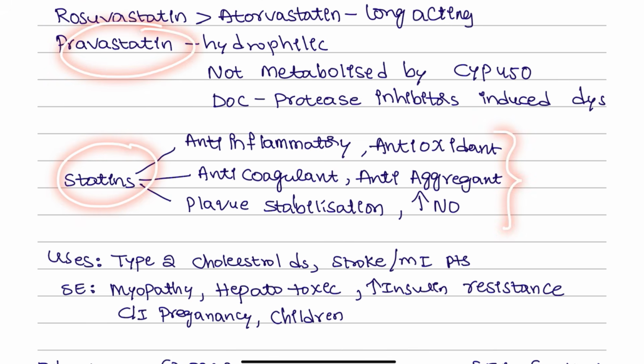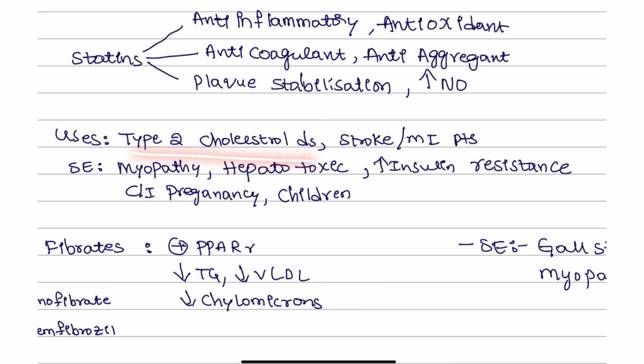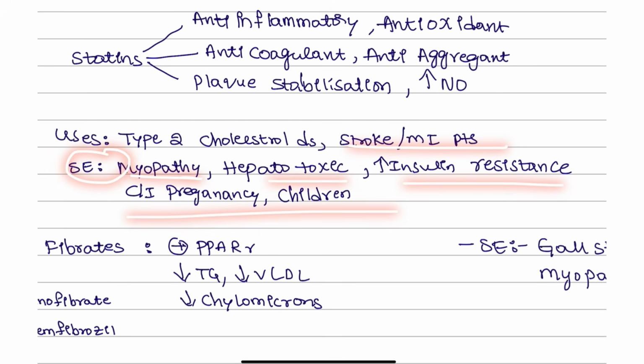So that's why we commonly start with the statin in the patients as early as possible in the cardiovascular or the cerebrovascular diseases. Uses: type 2 diabetes mellitus, type 2 cholesterol disease, stroke or the MI patient prophylaxis. The common side effects are myopathy, hepatotoxicity, insulin resistance, and it is contraindicated in children and pregnancy.